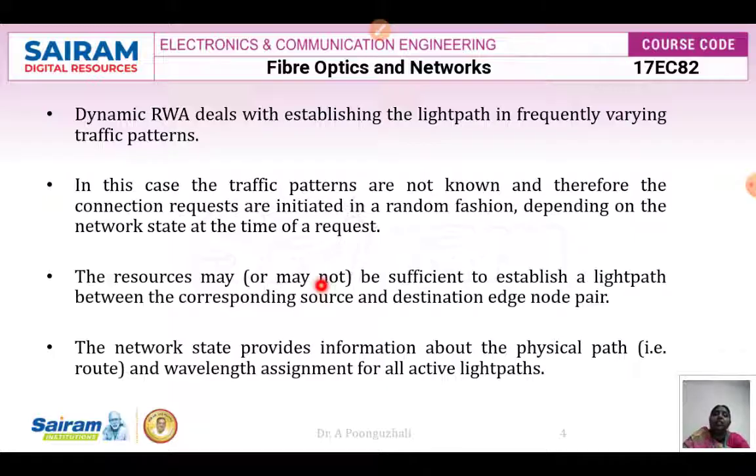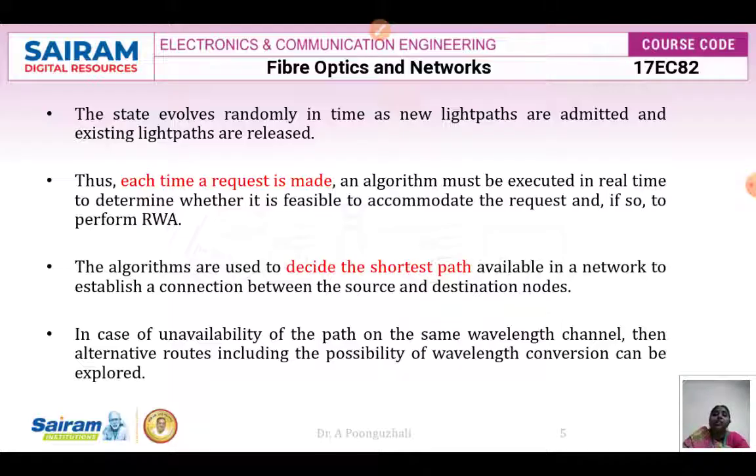Dynamic routing and wavelength assignment deals with establishing a light path which varies depending on the traffic patterns. Suppose the traffic patterns are not known, in that case the connection requests are initiated in a random fashion, and depending upon the network state at the time of the request, the resources may or may not be sufficient to establish a light path between the corresponding source and destination edge node pair. The network state provides the information about the physical path and the wavelength assigned for all the active light paths. The state evolves randomly in time.